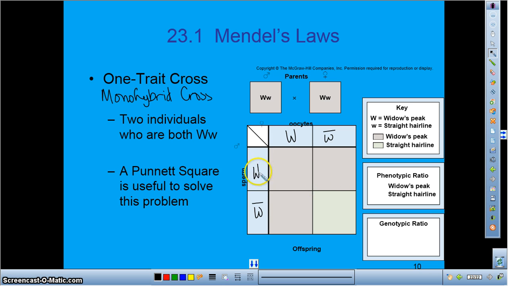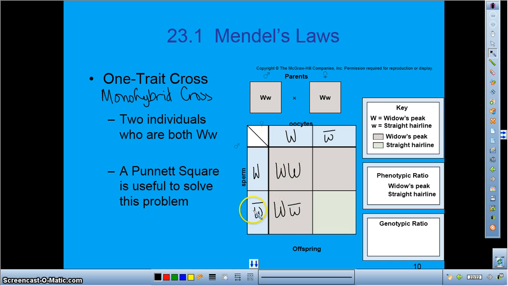So we just go: what's in this box, and bring down what's in this box. So this box is big W, big W. This box, this way and this way. And I always just get in the habit of putting the capital letter first in your box. It's going to make it so much easier to look at and find the information you need.